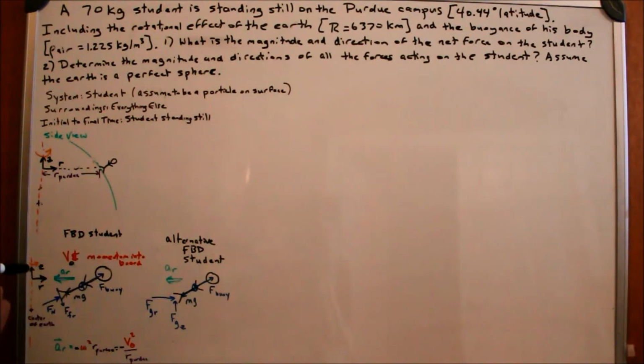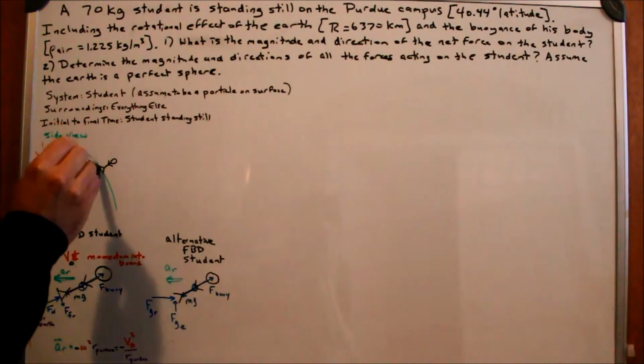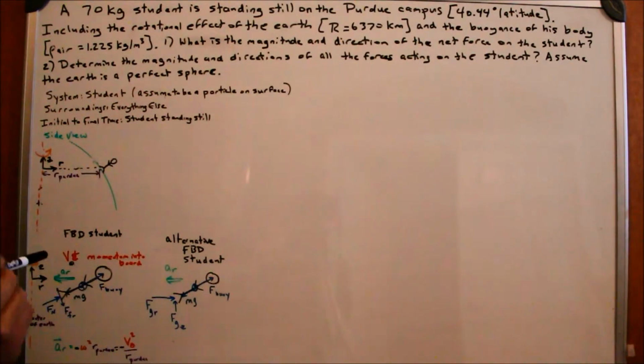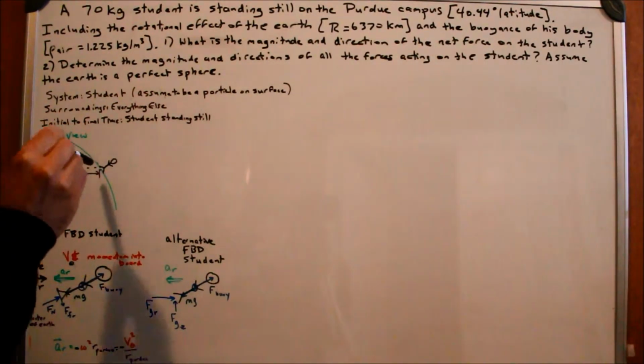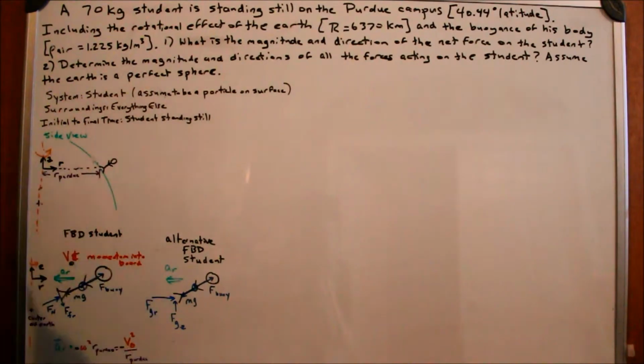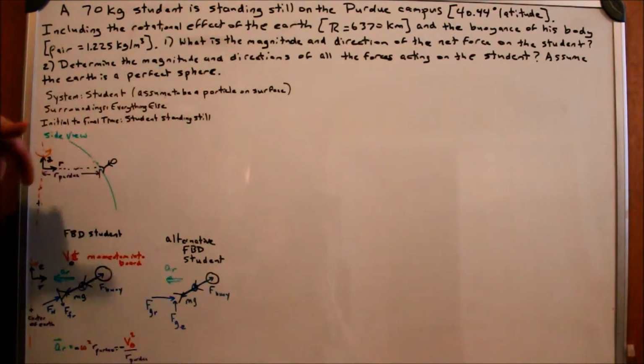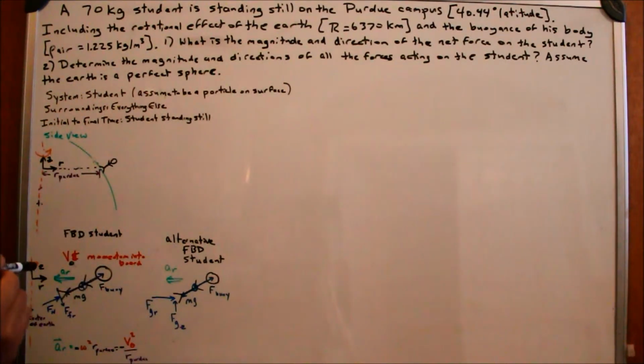We know that the student at this moment of time has a velocity which is into the board, because the Earth is spinning counterclockwise. So his velocity and momentum would be into the board.